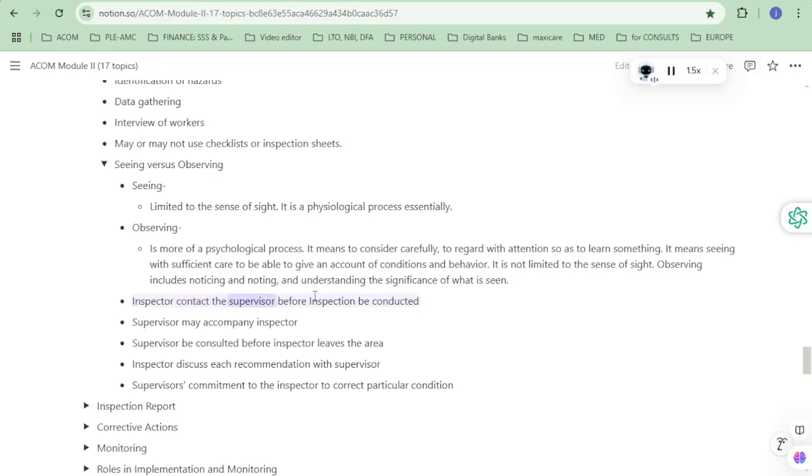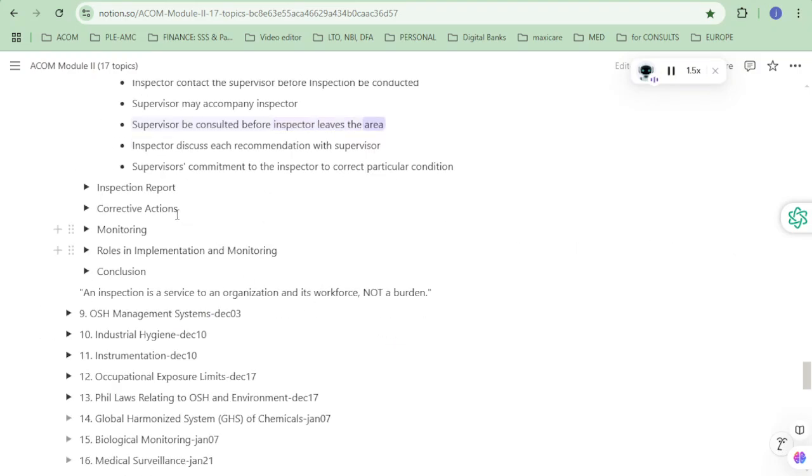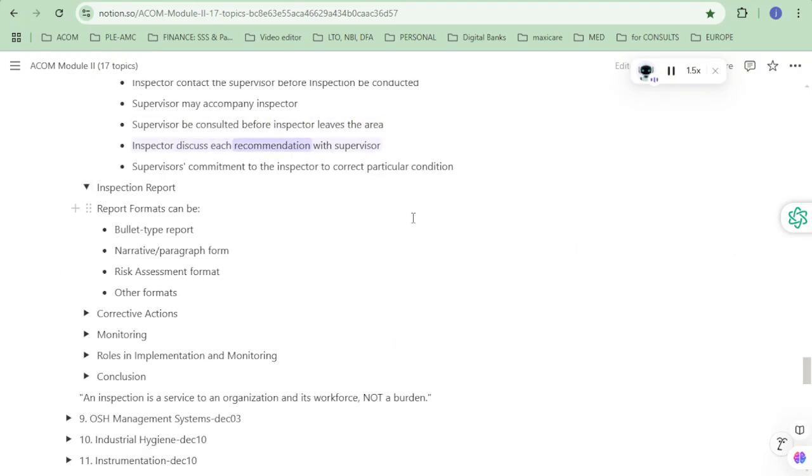The inspector contacts the supervisor before the inspection is conducted. The supervisor may accompany the inspector and be consulted before the inspector leaves the area. The inspector discusses each recommendation with the supervisor, and the supervisor commits to the inspector to correct the particular condition.